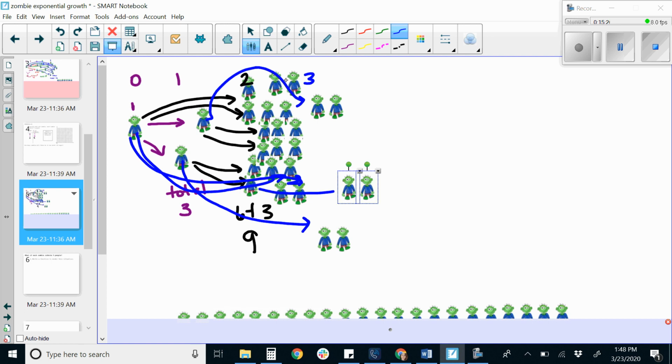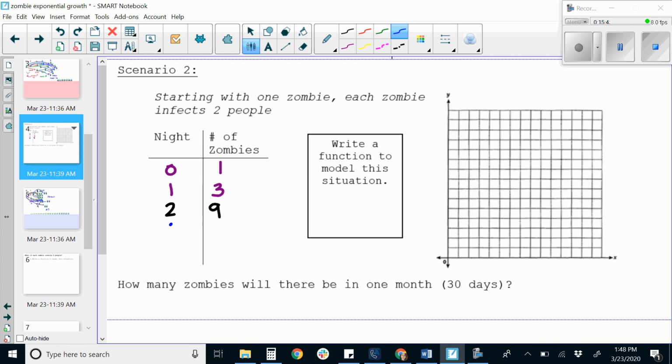All right, so we have 1, 2, 3, 4, 5, 6, 7, 8, 9, 10, 11, 12, 13, 14, 15, 16, 17, 18 more. 18 new. So plus the 9 we have, 27, y'all. 3 and 27. We have 27, and that's with them infecting 2.